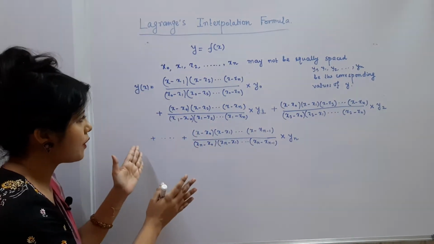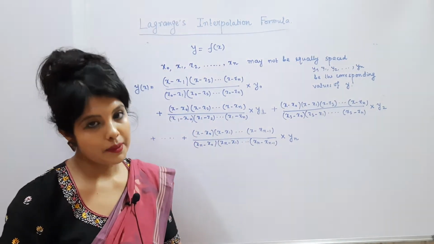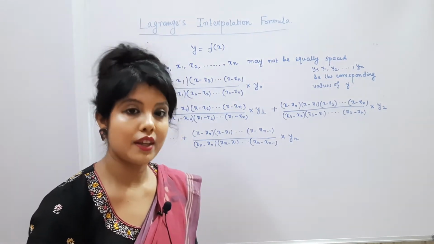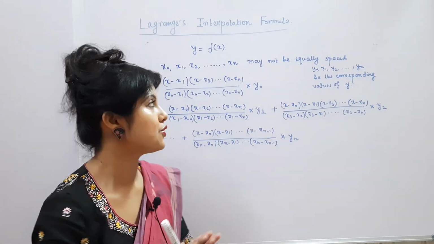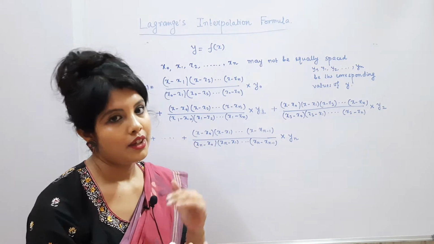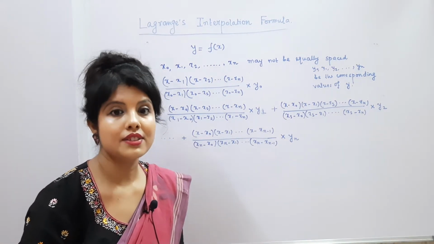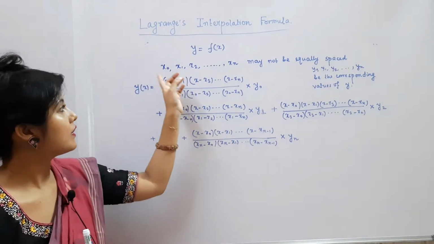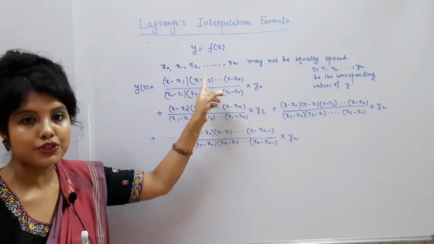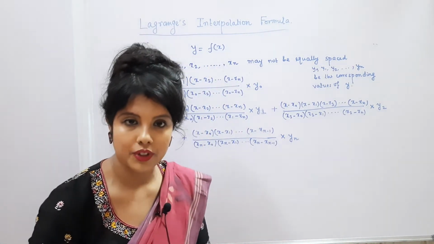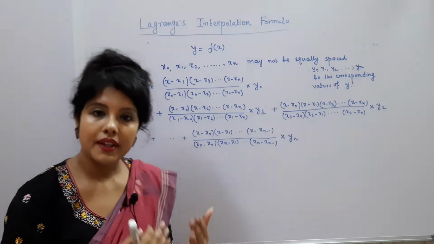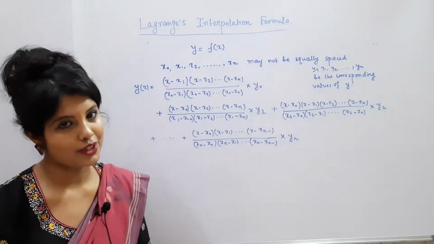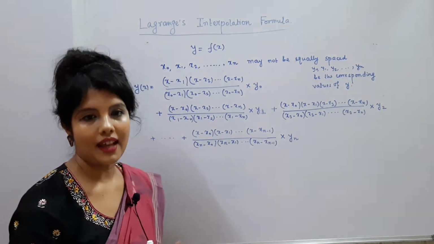So this is the formula for which the independent variable values x0, x1, x2 up to xn need not be equally spaced. That is the difference between Lagrange's interpolation formula and Newton's forward and backward formulas, because those formulas must have equally spaced values, but Lagrange's interpolation formula can be applied for both equally and unequally spaced values of x0, x1 up to xn. So that is the advantage.